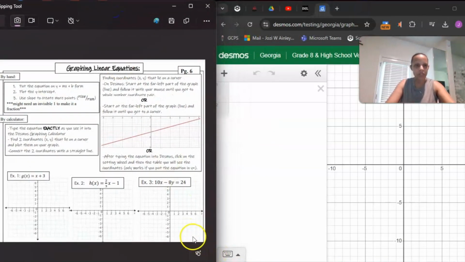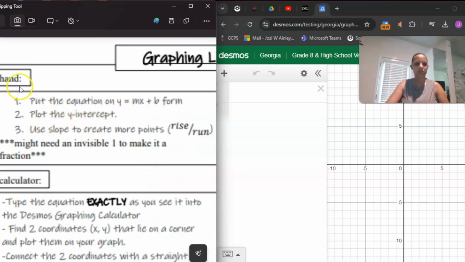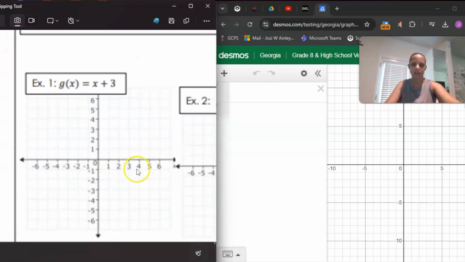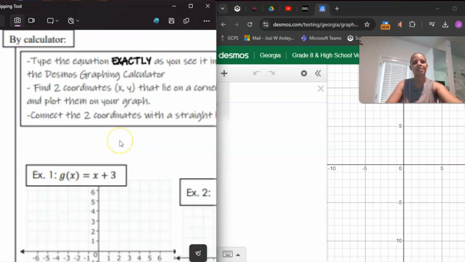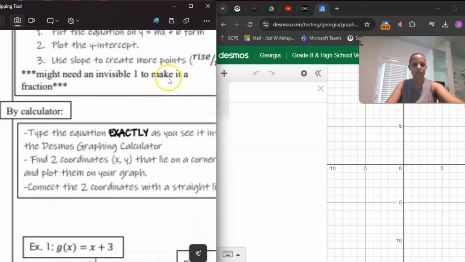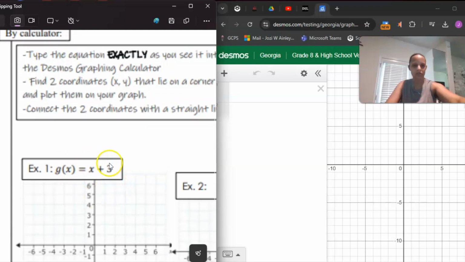Number one, we're going to put the equation in y equals mx plus b. You're going to plot the y-intercept. This is by hand. Use slope to create more points. This is by far the fastest way. I'm just going to quickly show it to you just because I can't help myself. So it says, put the equation in y equals mx plus b form. It is, because this is y equals mx plus b.